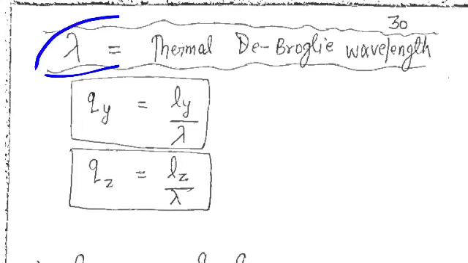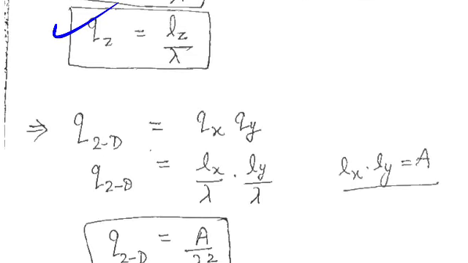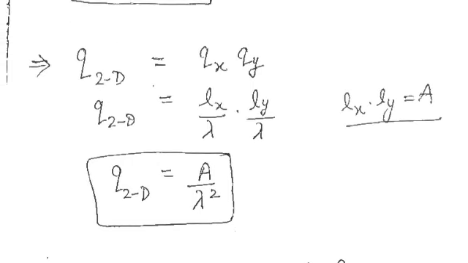So similarly, what we had calculated for qx, it is lx upon lambda. So for qy it would be ly upon lambda, for qz it will be lz upon lambda. So first of all for two-dimensional, qx into qy would become lx into ly, and we know that the length of x and length of y, lx into ly, that means it is the area. So we put lx and ly as area A, and this is the value for the two-dimensional partition function for a molecule.